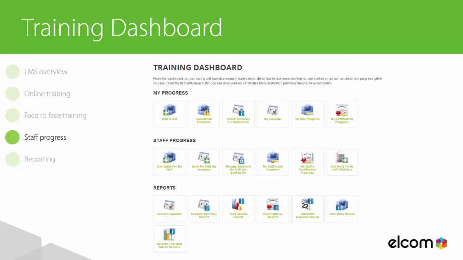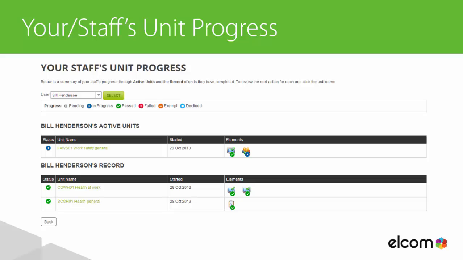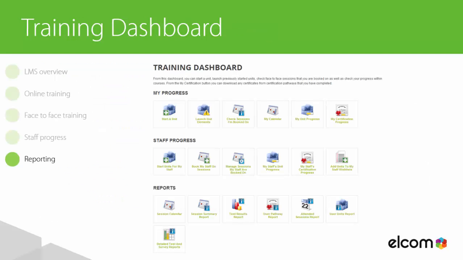Back on the training dashboard, I'm going to show you the staff progress. So in that case, I would click on the My Staff's Unit Progress button and see something that looks like this. I can see Bill, which is the user that I'm currently looking at, has 2 units that have been completed and 1 unit that is still only halfway through. I can also go in and choose a different user and select that user to see whether they've completed their units.